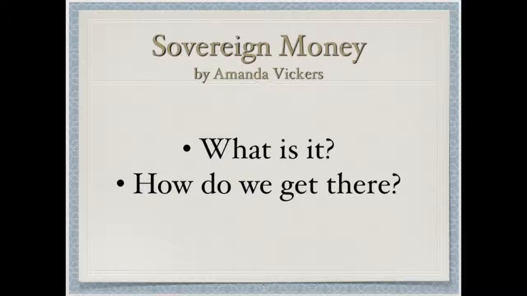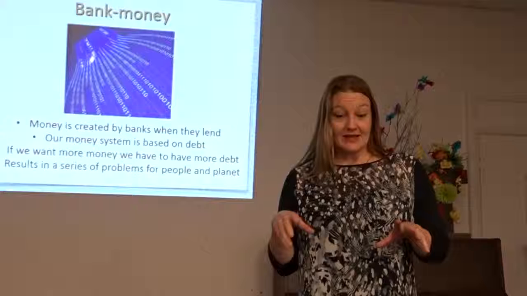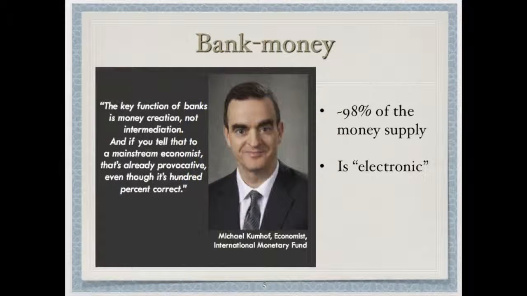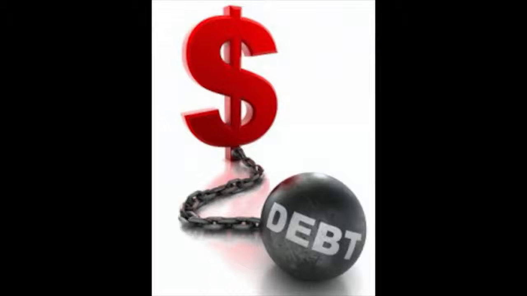What is sovereign money and how do we get there? I'm going to tell you that money is created by banks when they lend money, that our money system is based on debt, and so if we want to have money, we're going to have debt, and that has a whole series of problems. The key function of banks is money creation, not intermediation.